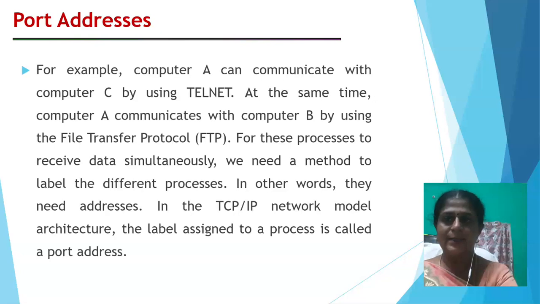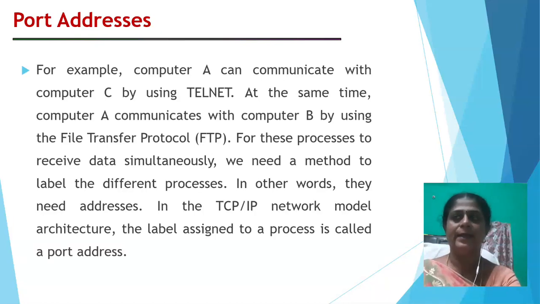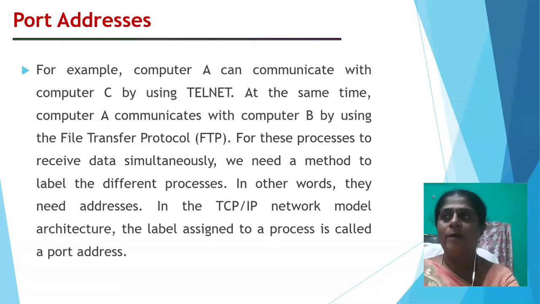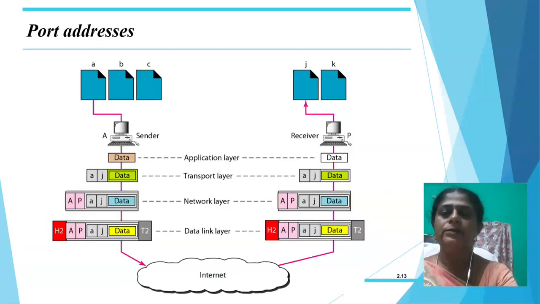So let's look at this example. Computer A can communicate with computer C by using telnet or FTP or email. So the system as a whole will receive the data, but it actually has to be delivered to the particular process, either telnet or FTP, to whomever it is being addressed. So every process needs some address. And in the TCP/IP model, every process is assigned an address which is called the port address. Okay, so this is the case.